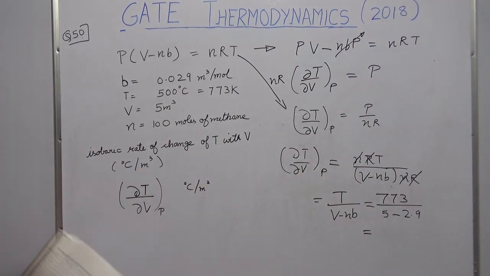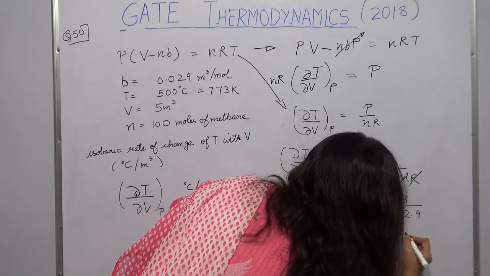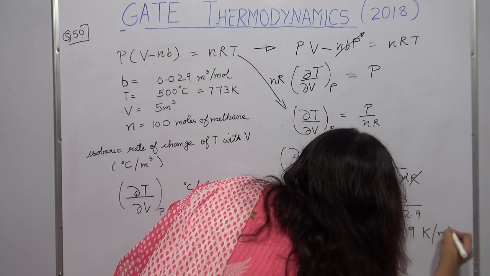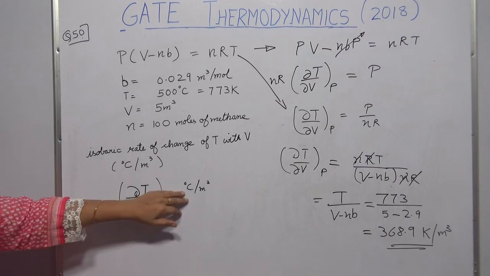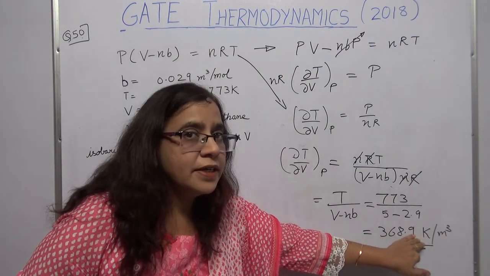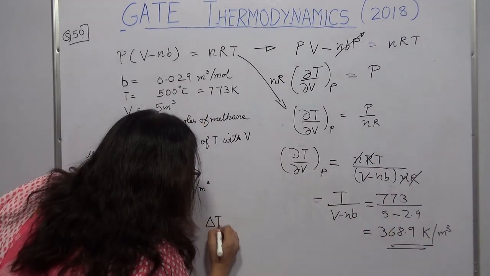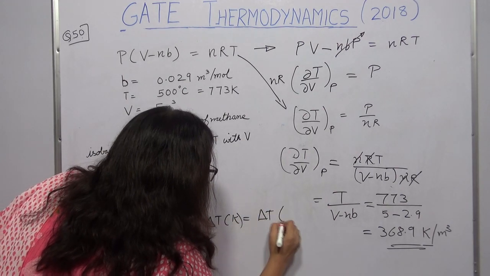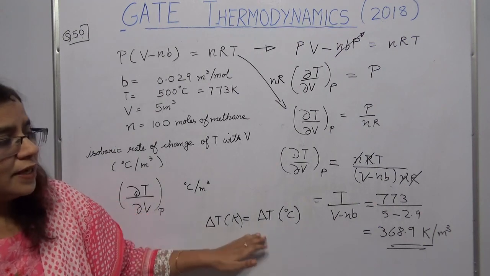That will be equal to 368.9 Kelvin per meter cube. Okay. Now they have asked you to calculate it in degree centigrade. You have got the answer in Kelvin, but remember one thing, delta T in Kelvin is equal to delta T in degree centigrade. So delta T on both the scales, they are same.